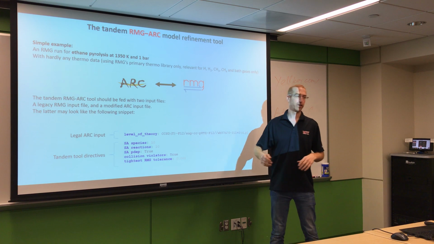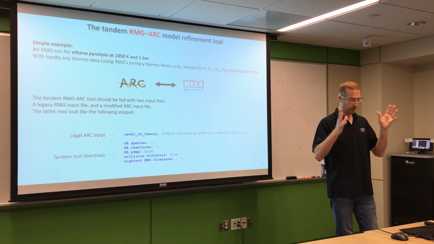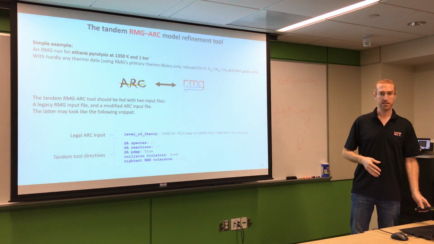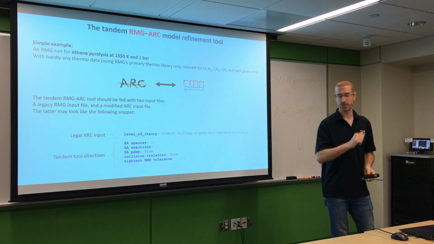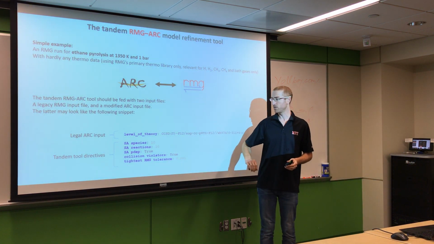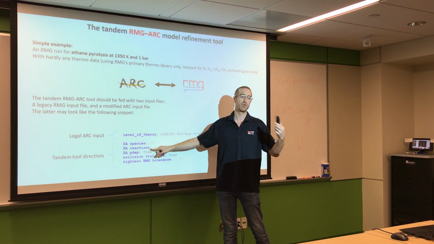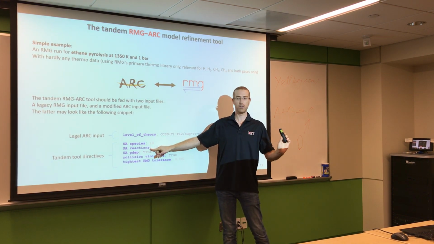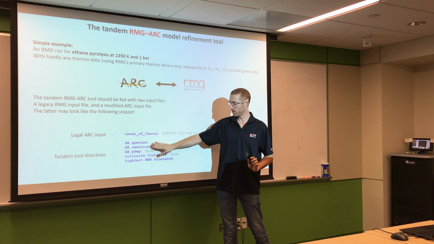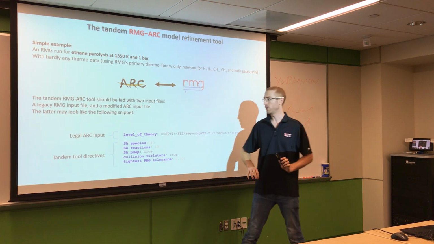Collision violators. So we already output a file with collision violators. Let's calculate first the species. Everything we do here is just for species. Also SA reactions. Let's calculate the species in the sensitive reactions. We're currently not supporting auto transition states, so everything here is in the species context.